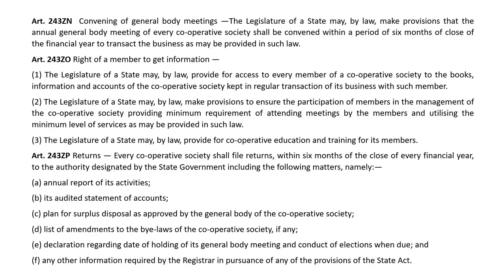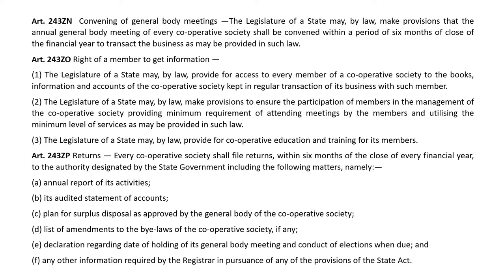Article 243 ZN. Convening of general body meeting. The legislature of a state may by law make provisions that the annual general body meeting of every cooperative society shall be convened within a period of 6 months of close of the financial year to transact the business as may be provided in such law.